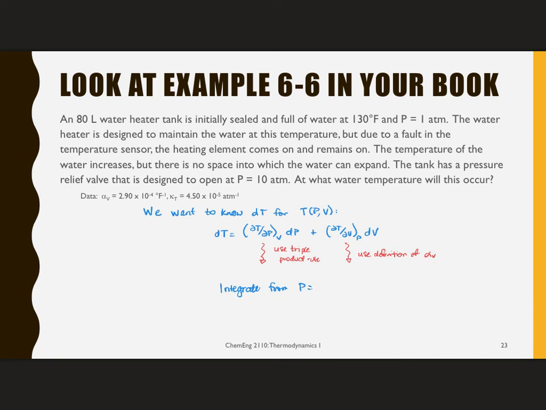And finally, the last step is they integrate from P equals 1 atmosphere to 10 atmospheres, and V1 and V2 are the same. So this whole dV part is actually going to be 0 in this case. And that's how they figure out what the temperature is. I'm going to leave this for you to read or work on your own.